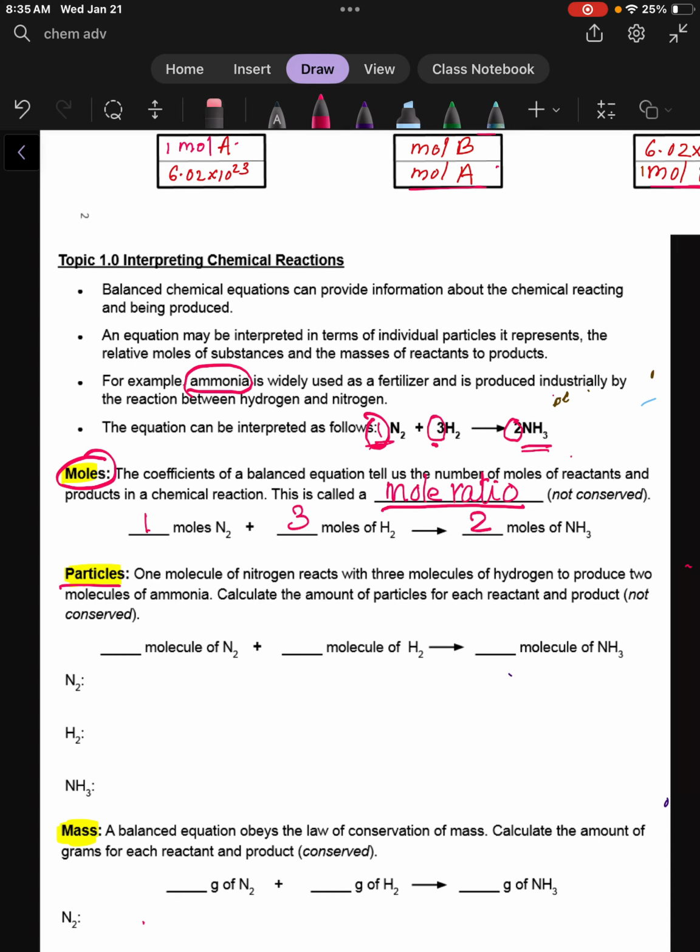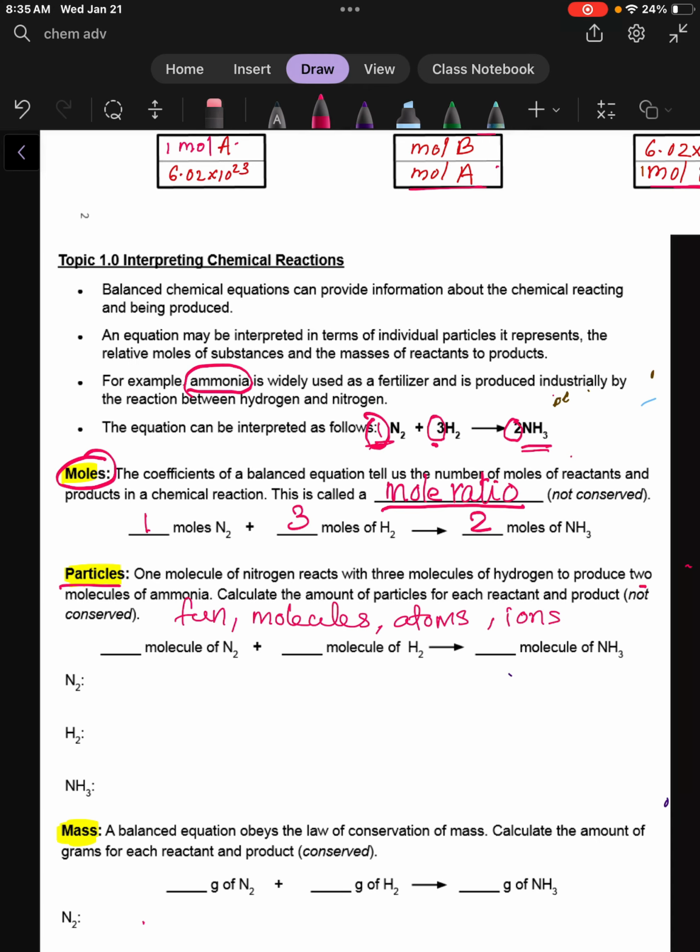The formula unit, molecules, atoms, and if there are single ions, we will call it what? Ions. So formula unit, molecules, atoms, ions. Formula unit for ionic compounds, molecules for covalent compounds, atoms for single atoms, and ions for single ions. If it says 1 molecule of nitrogen reacts with 3 molecules of hydrogen, it produces 2 molecules of ammonia.